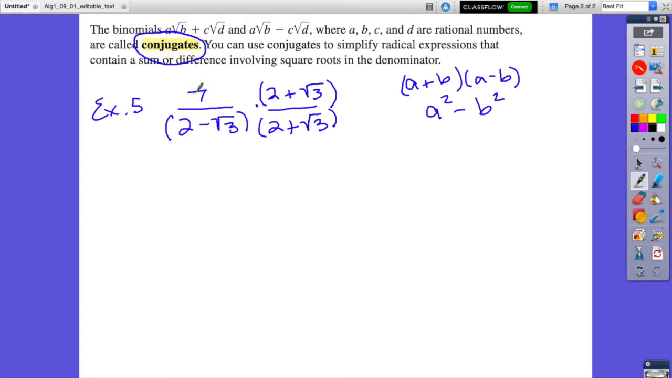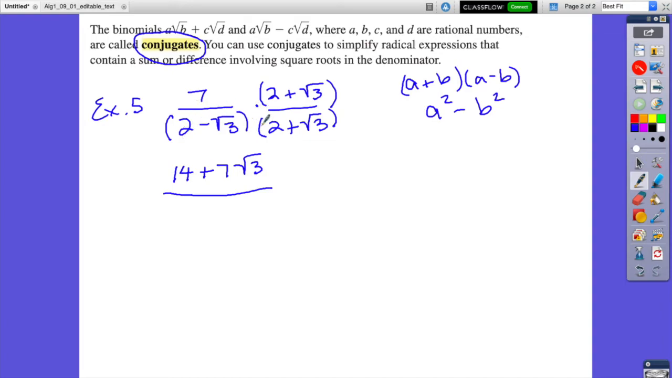Okay, that's a monomial. So when we multiply it, we're just going to multiply it out, distribute it. So 7 times 2 is 14, plus 7's a whole number, so keep it on the outside, 7 times the square root of 3, over. Okay, here's where this is going to get complicated.